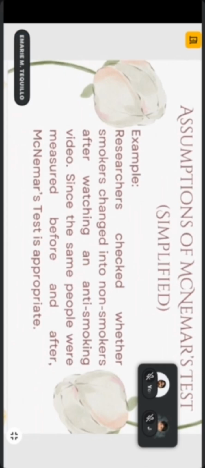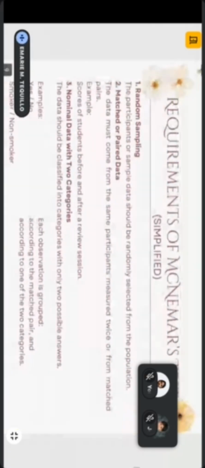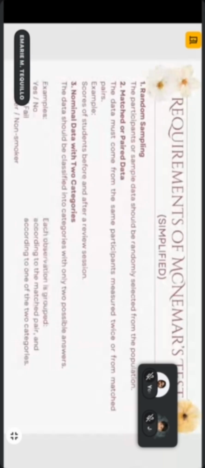Since you wanted to know if there are changes in smokers after watching an anti-smoking video, you check the same people before watching the video and after watching the video. In this example, participants were measured twice and the answers are only smoker or non-smoker. So, McNemar test is appropriate. Now, let's proceed to the next slide.